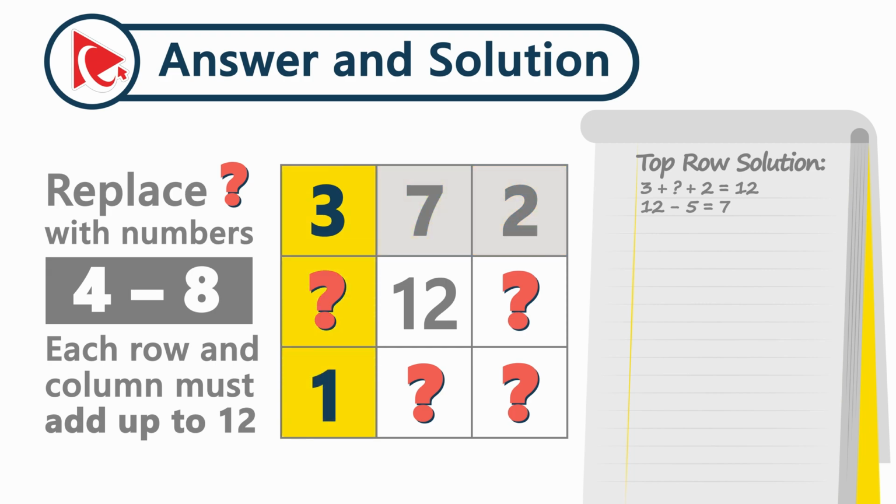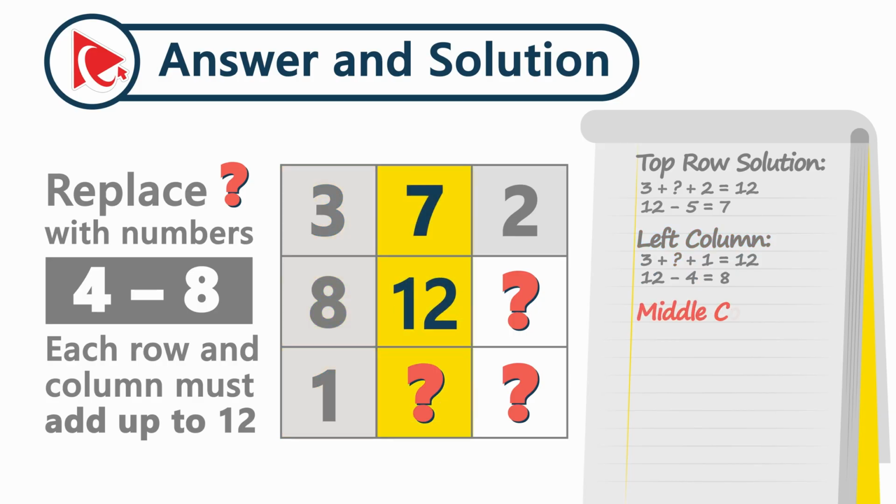And now it's time to look closely at the left column. Let's build an expression. 3 plus question mark plus 1 equals 12. So to calculate the missing number in the left column, we need to do 12 minus 4, and the result would be 8. It's time to calculate the missing value in the middle column. What's interesting about middle column is that we don't need to account for number 12 in the middle. There are only two numbers in the middle column, 7 and then the missing number.